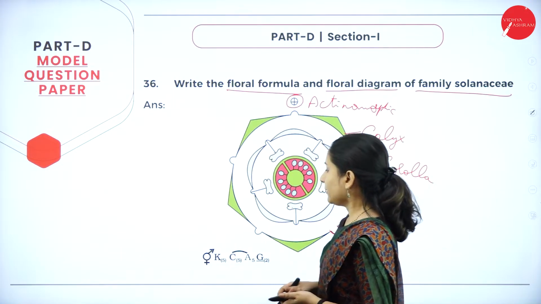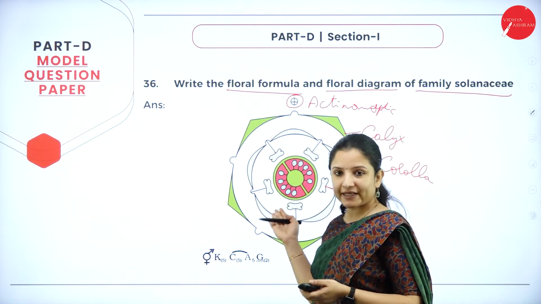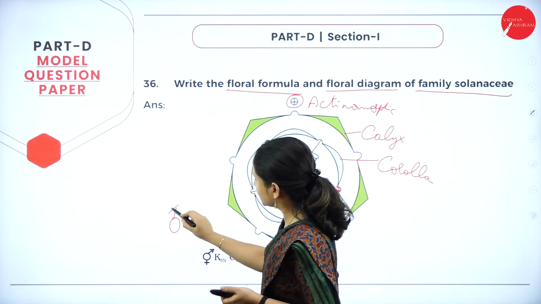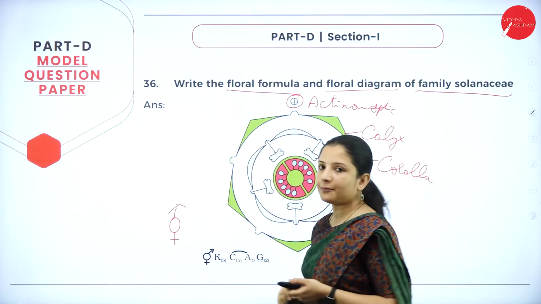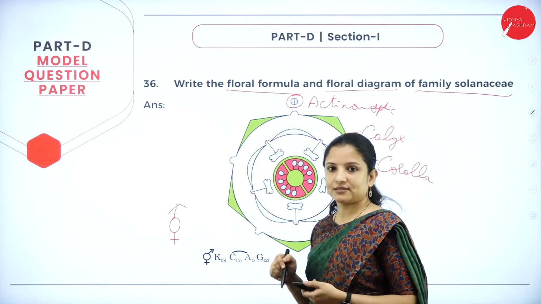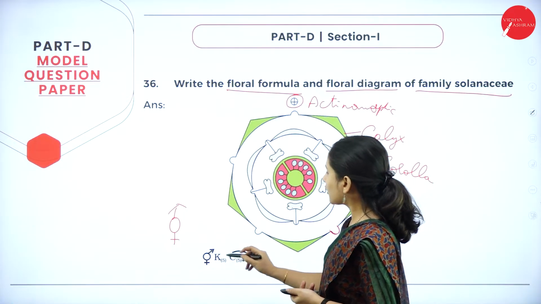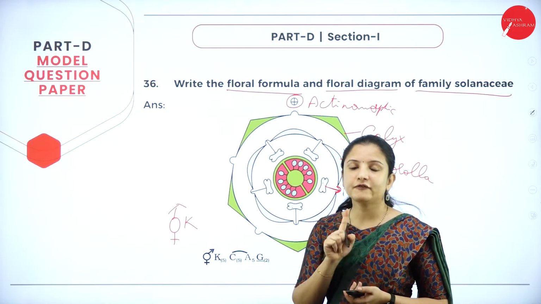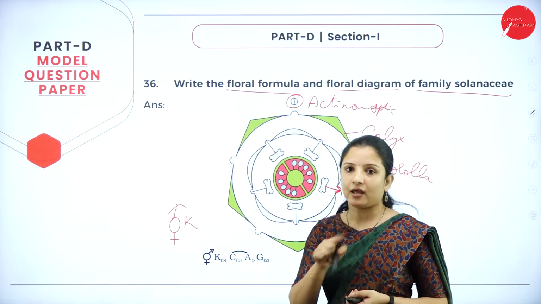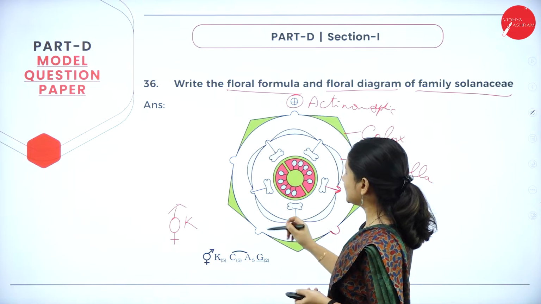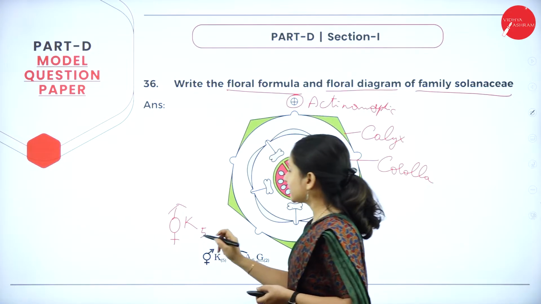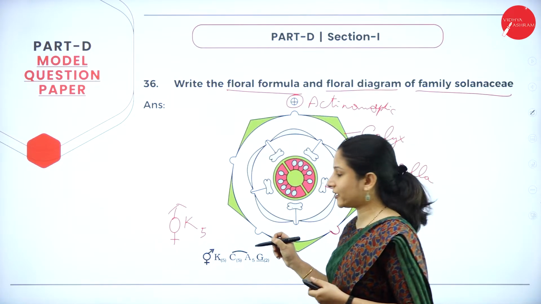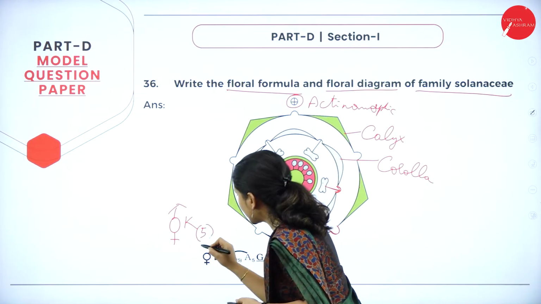Next, mentioning the floral formula. This is a bisexual flower, right? So bisexual means you will write it like this, that is, male and female both are present in the same flower itself. Next, talking about the calyx. The symbol for calyx, or sepals, is K. You have to write K. How many calyx are there? 5 calyx are there. The sepals are fused to one another. That is why you write it in a bracket.